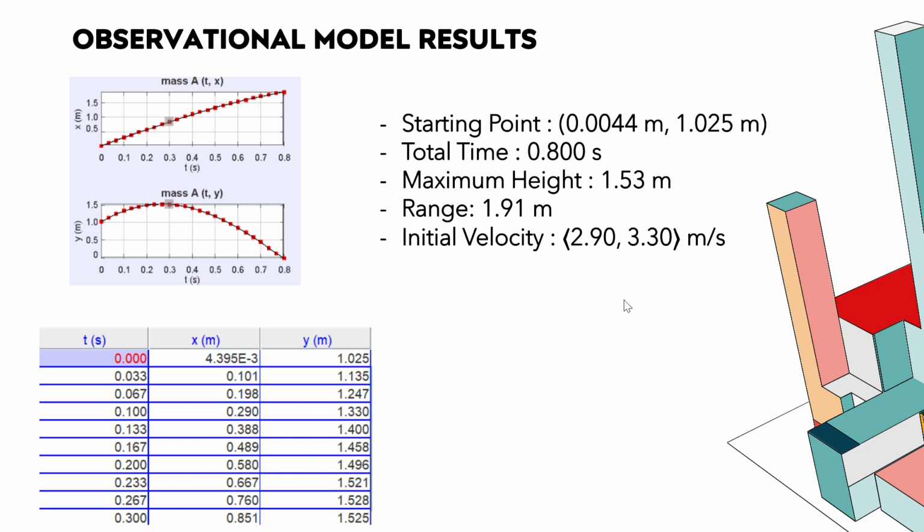And the initial velocity was calculated using these first two points, at time 0.033 seconds and time 0.0 seconds, and you get 2.9 meters per second and 3.30 meters per second.